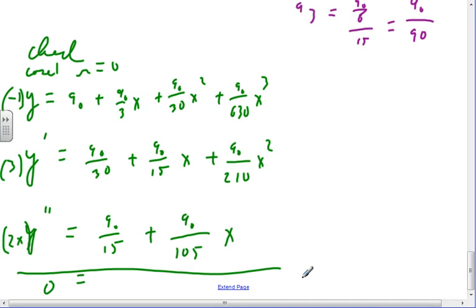Alright, so what problem is this? This is problem number 18.